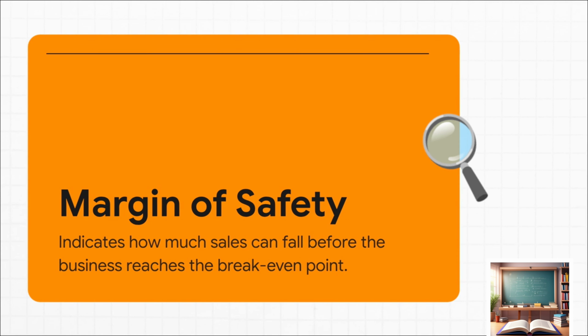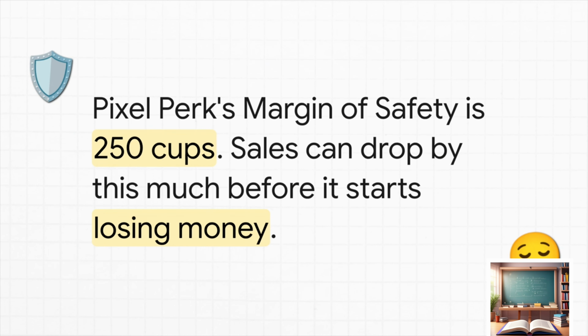Now here's another incredibly useful idea. It's called the margin of safety. And this basically tells you how much of a cushion you have. It's the gap between what you plan to sell and what you need to sell just to break even. It's your financial buffer zone. So for example, if we budget to sell those 750 cups a month, but we know our break-even point is 500 cups, our margin of safety is 250 cups.